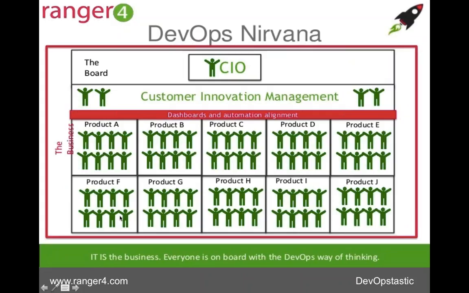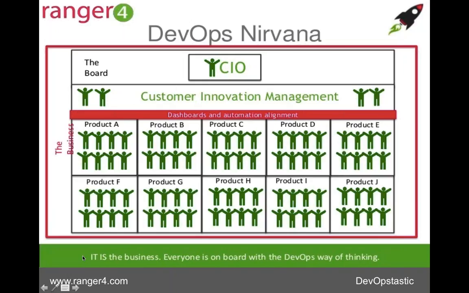And then this is where we want to end up, where everybody in the organisation has taken on the DevOps thinking. We've lost the silos. Everybody is organised around products or services. We've got some tools management or governance in the dashboards and automation alignment team. We've got much less management, so we've flattened the management hierarchy, and we have this customer innovation focus.